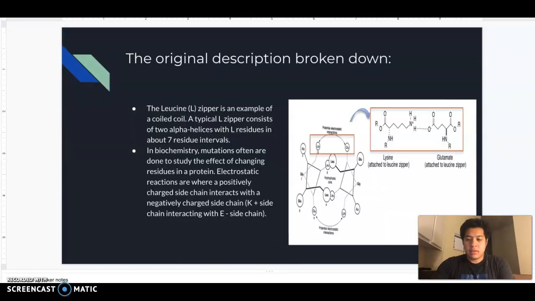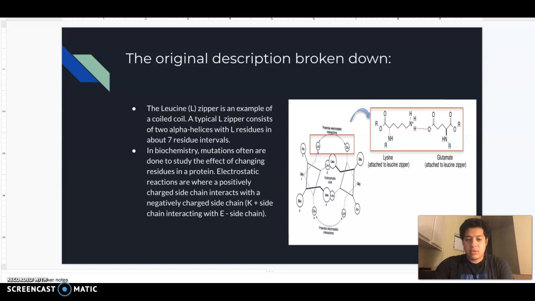When I saw the topic on the discussion board, I was a bit overwhelmed at first, so I decided to break it down to help me understand it better. Just a quick recap, the leucine zipper is an example of a coiled coil. A typical leucine zipper consists of two alpha helices with leucine residues at about 7 residue intervals.